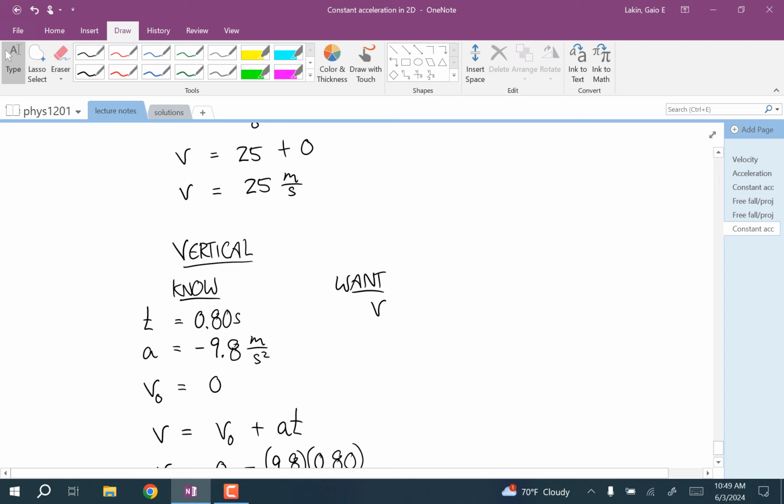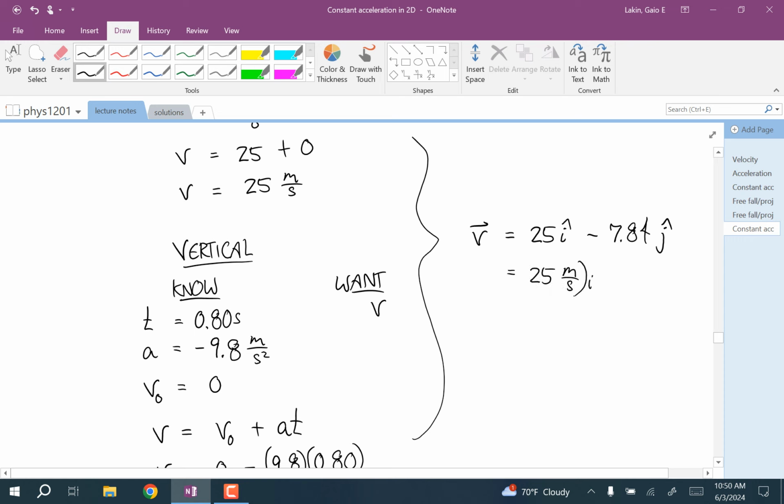meters per second. And if you put these two things together, you get that at the instant this ball is caught, V is equal to 25 times I minus 7.84 J. And the units are meters per second. You could put that in there too. You probably should. So you could write it as 25 meters per second I minus 7.84 meters per second J.